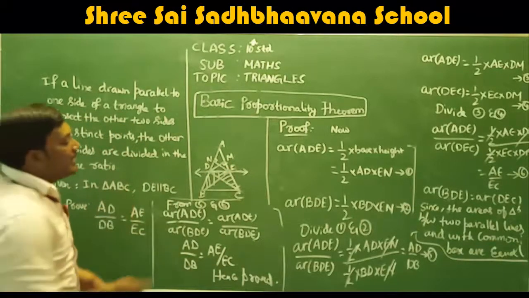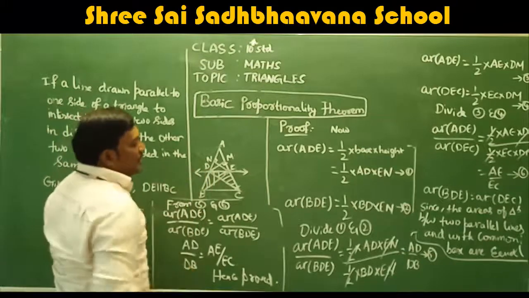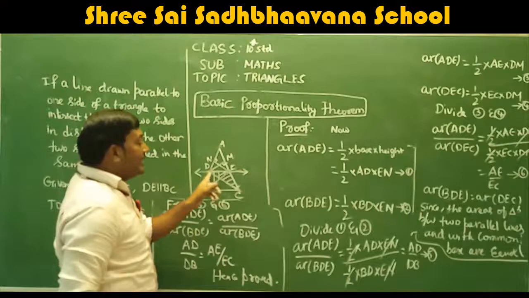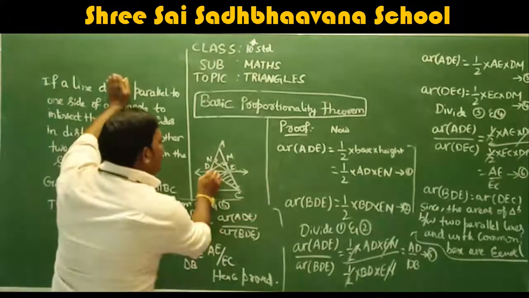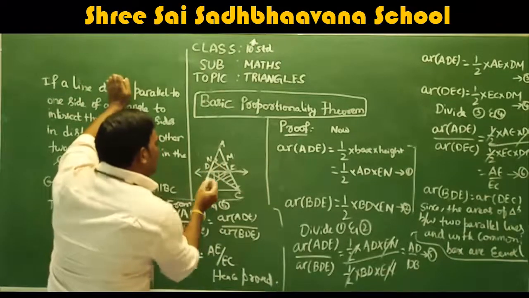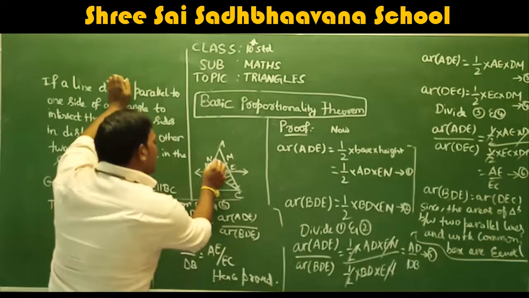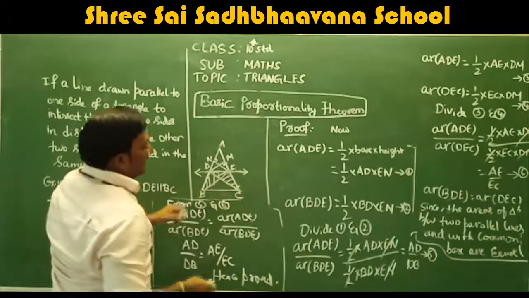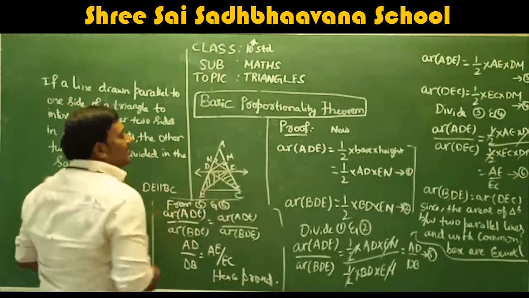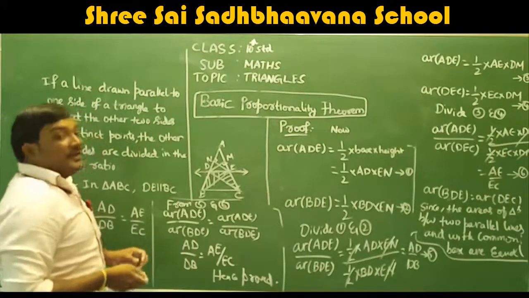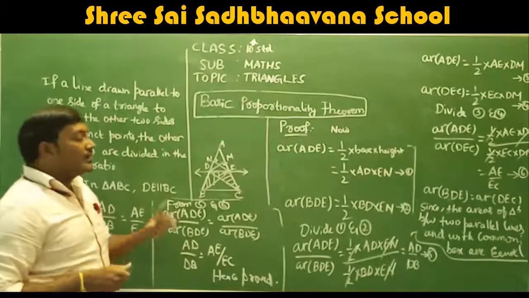What is another triangle we have? BDE. If you consider the area of triangle BDE, here BD is the base, and for BD, what is the perpendicular? Perpendicular is EN, because BD is extended to N and EN is taken as the perpendicular for BD. And I cannot take ED as the perpendicular because ED is a side. It is not the perpendicular of the triangle BDE. So many students will get confused.